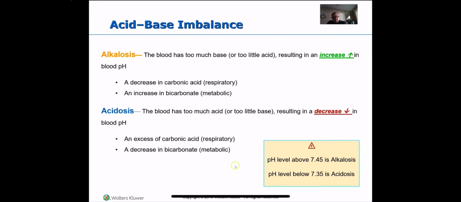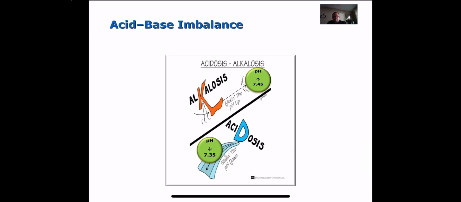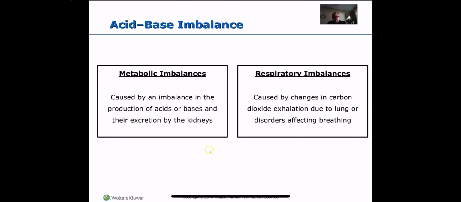Okay, remember this number, it's good to know: 7.35 to 7.45. Those are the numbers you really want to make sure you're remembering. Here's just another way to remember: alkalosis, your pH is going up; acidosis, your pH is going down. Just another way to remember it.